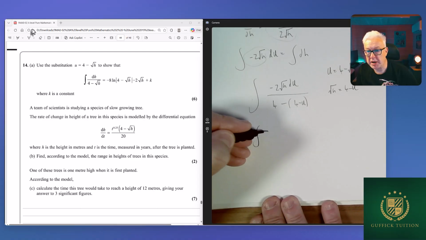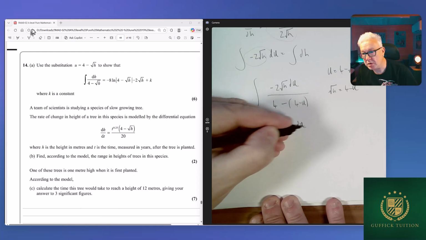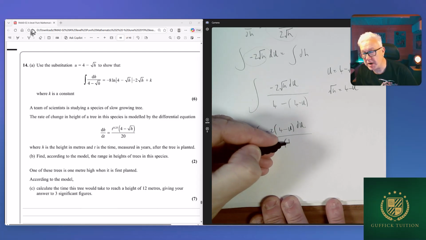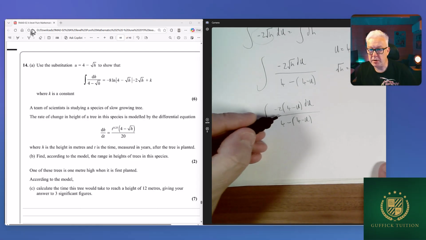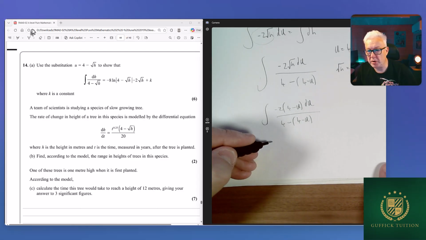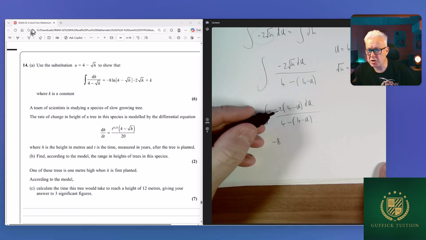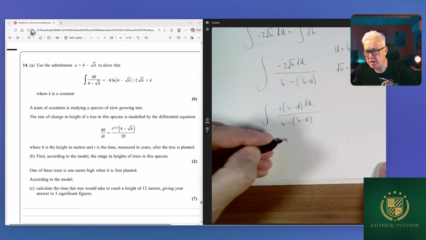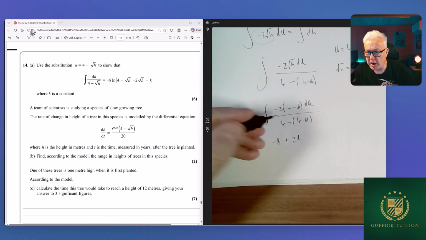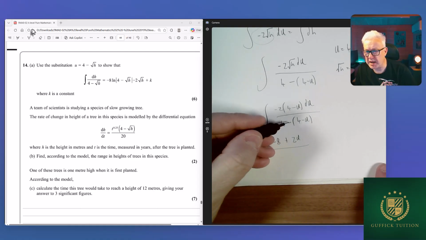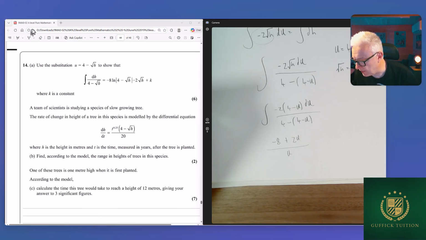So we've now got minus 2 times 4 minus u du all over 4 minus open bracket 4 minus u, like so. Let's try and simplify this a little bit now. In the numerator, minus 2 times 4 is going to be minus 8, and minus 2 times minus u is going to be plus 2u. Then we've got 4 minus 4, so they cancel out, and a minus makes a plus. So we've just got a denominator there of u.